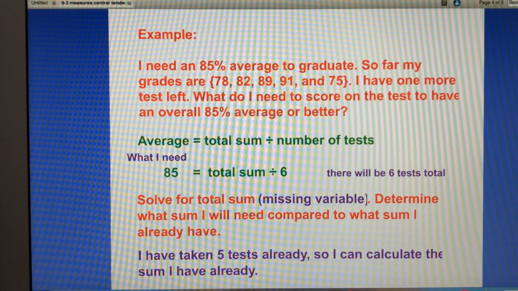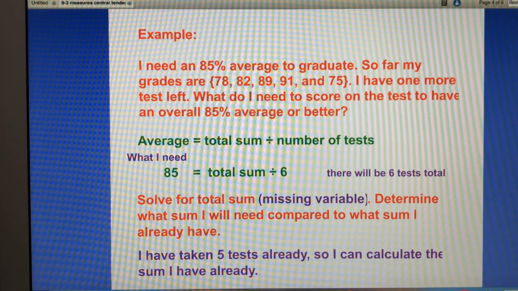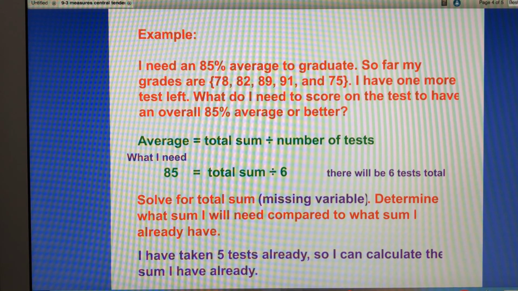I have an example here. We went over this in class, but you took home with you a project that would talk about finding a missing grade. I need an 85% average to graduate. So far, my grades are 78, 82, 89, 91, and 75. I have one more test left. What do I need to score on that test to have an overall 85% average or better?